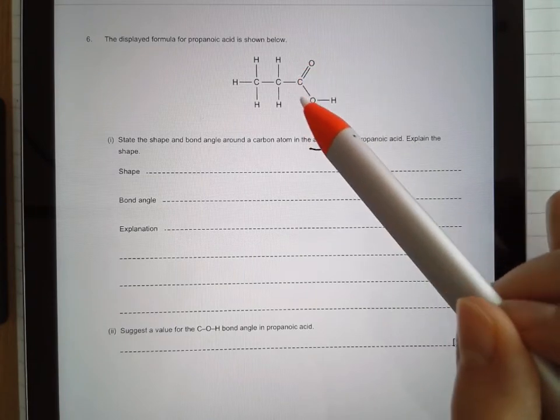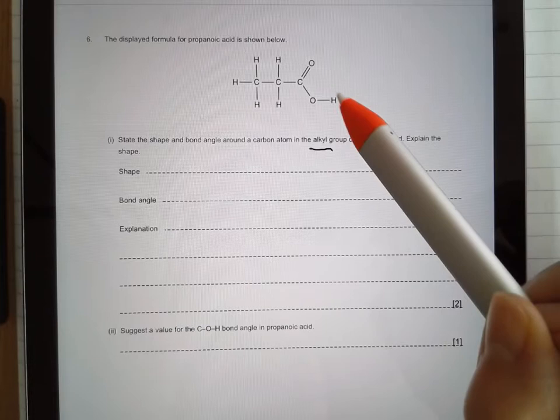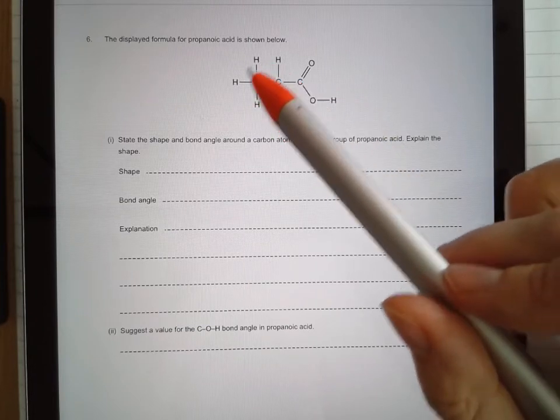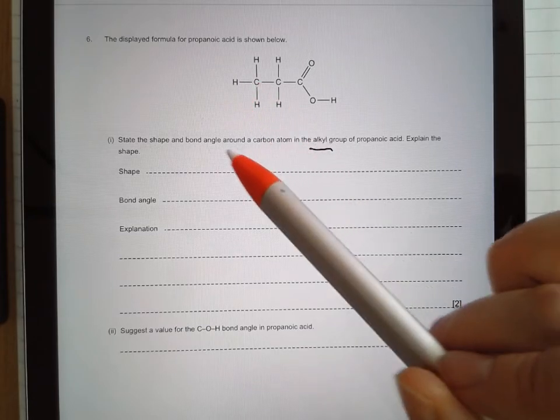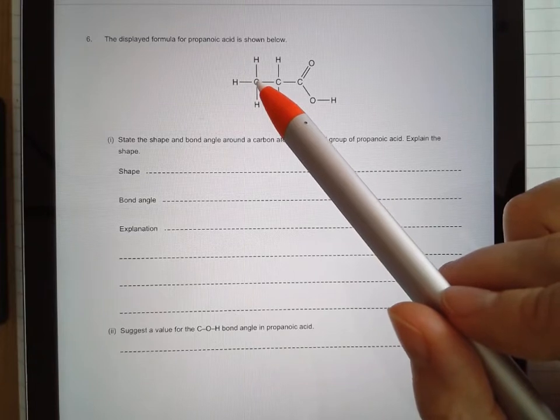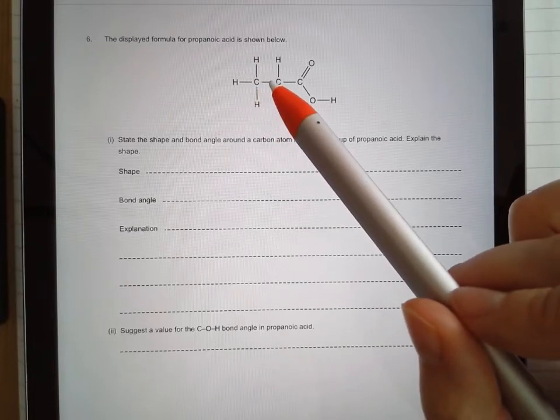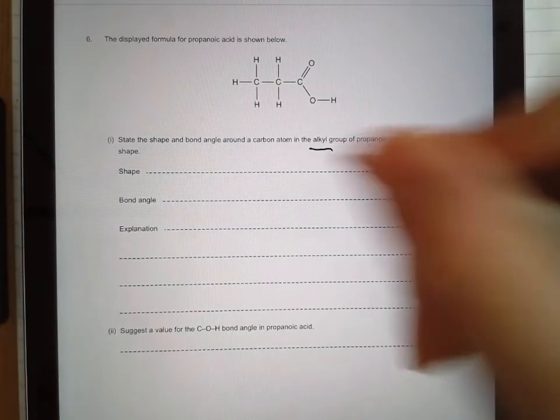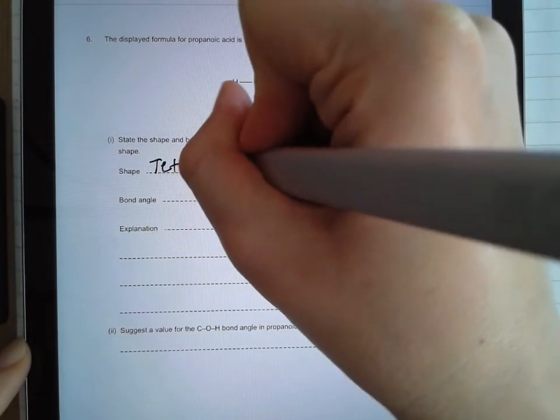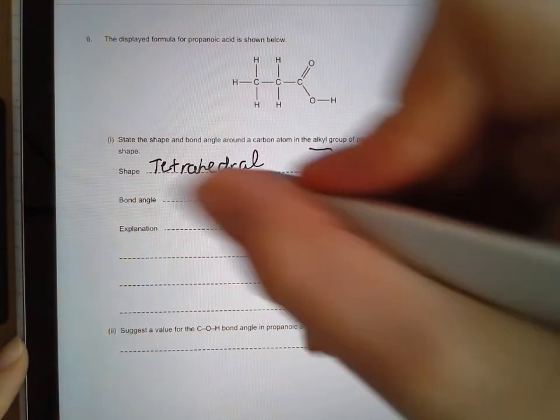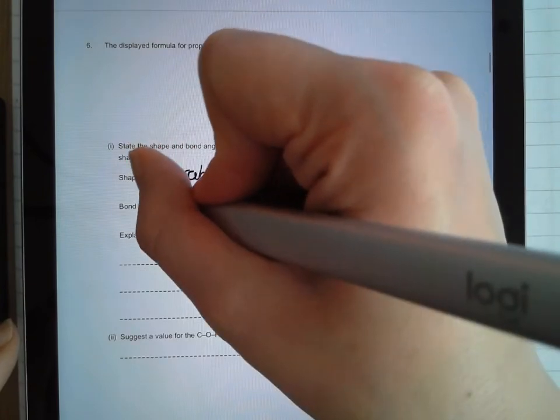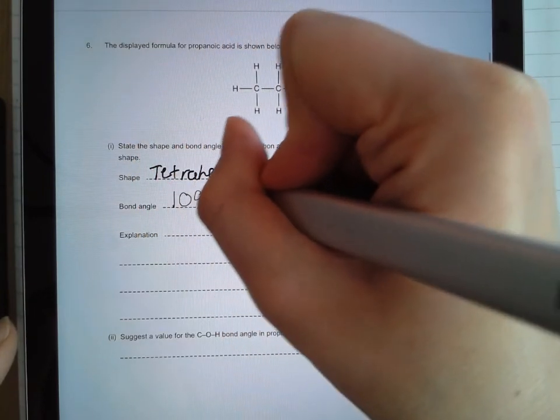This carbon here is part of the carboxylic acid group, but the other 2 carbons in the molecule are part of just the alkyl chain. They're just single bonded to hydrogens. So if I look at either of these carbons, I'm going to look at this one. What is the shape? Well, this carbon has got 1, 2, 3, 4 bond pairs. If it's got 4 bond pairs, I know the shape is going to be tetrahedral. The bond angle, if it's tetrahedral, is going to be 109.5. And again, you just need to know those bond angles.